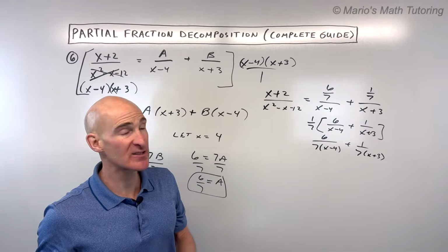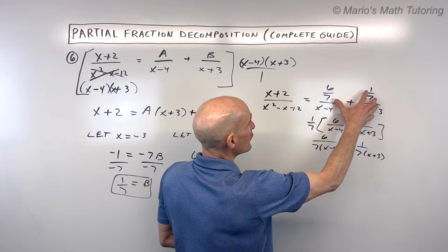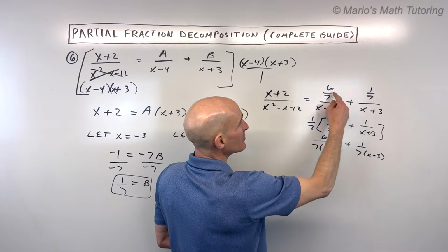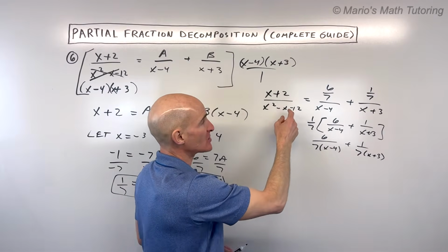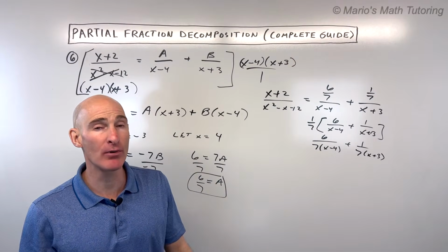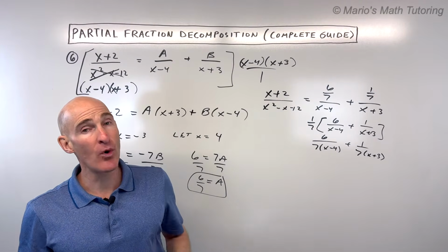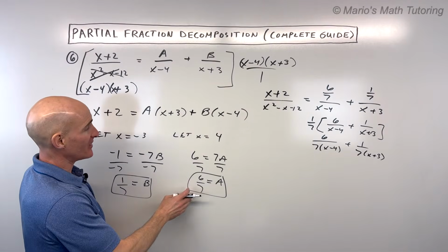And again, if you want to have some fun or just prove it to yourself, go ahead and add these two fractions together by getting a common denominator and simplifying. You're going to get back this fraction. So you're proving to yourself that these are actually equal to the original fraction. It's just that you've broken it down into smaller components. Now, this was method number 1. Some teachers hate this method. Some students hate this method.